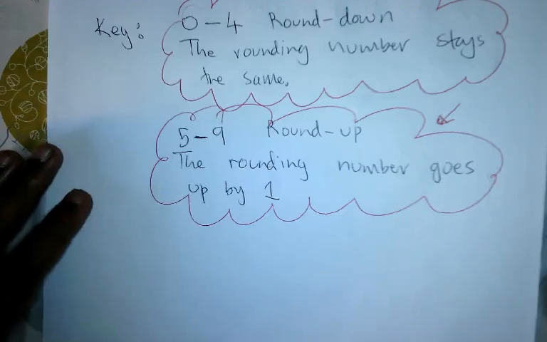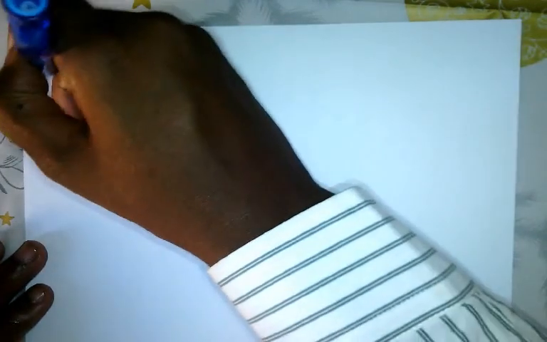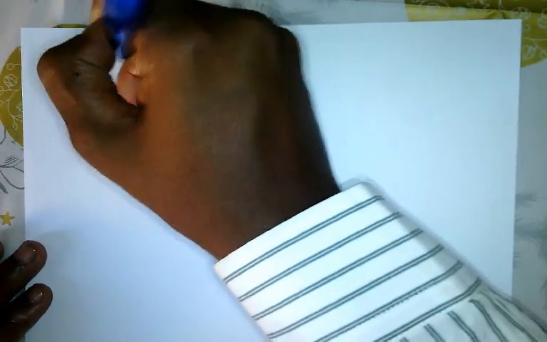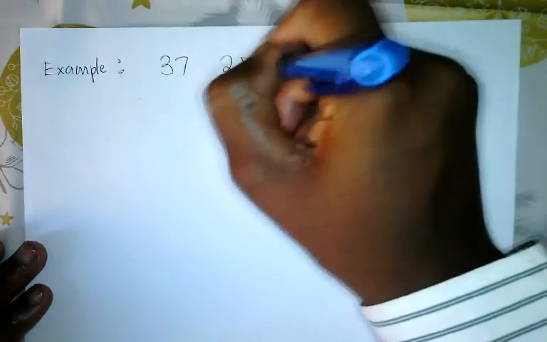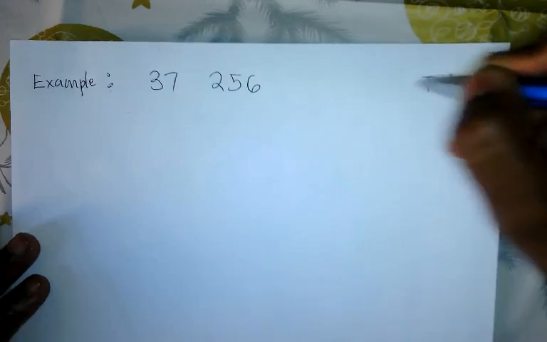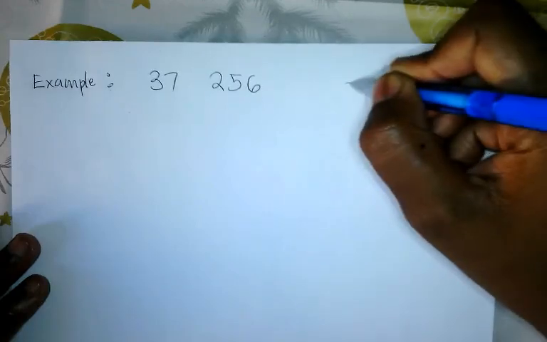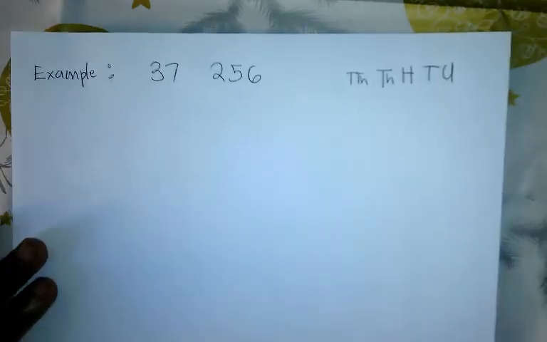Okay, let's do one example together, and I'll give you questions to do on your own. Example, let's do this one. 37,256. So, we know our place value, guys, right? Our place value is units, tens, hundreds, thousands, 10,000, and so on. Are we all clear? 100,000.